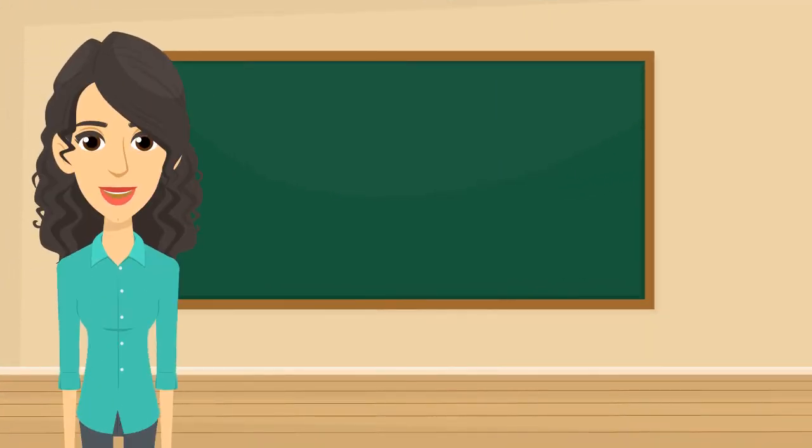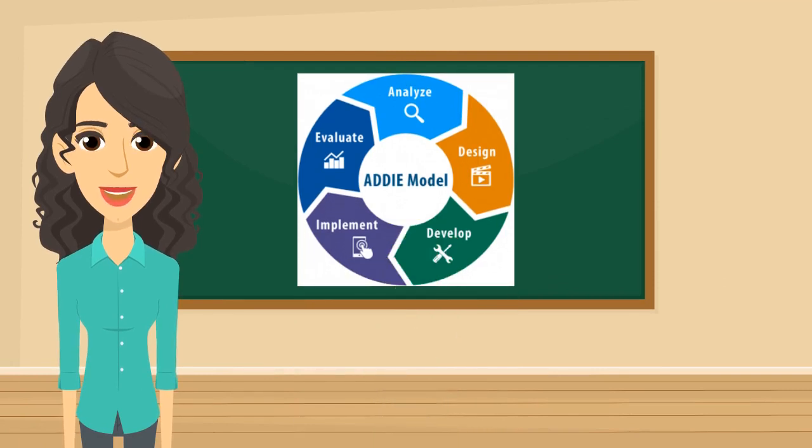Another model to look at is the ADDIE model, which was created by Florida State University in the 1970s to train the United States military. ADDIE is an acronym that stands for Analyze, Design, Develop, Implementation, and Evaluation. And while it may be considered an older model of design, it is still widely used today.